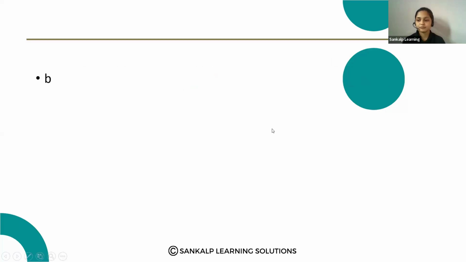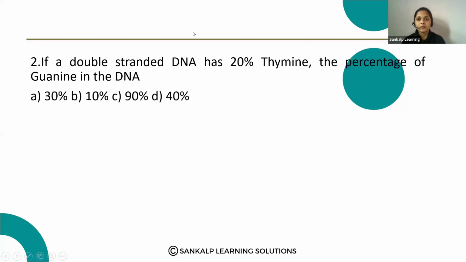Next question. If a double strand DNA has 20% thymine, what is the percentage of guanine in the DNA? You know that adenine binds with thymine with the help of hydrogen bonds, and cytosine with guanine with three hydrogen bonds. Here the amount of purines is equal to the amount of pyrimidines. So you know the Chargaff rule, right?